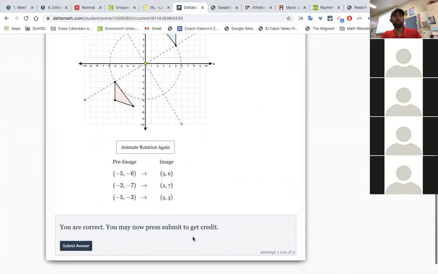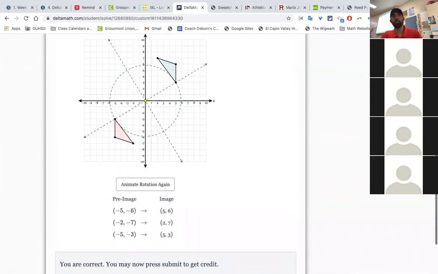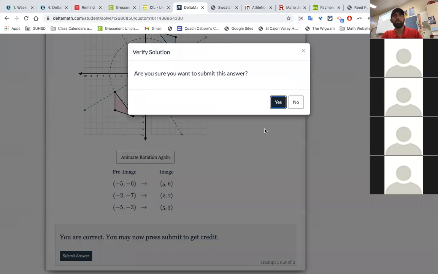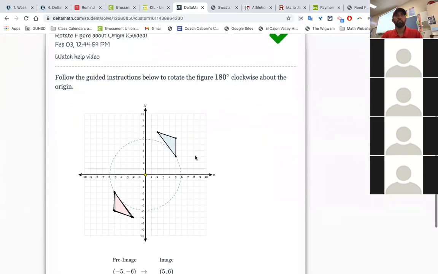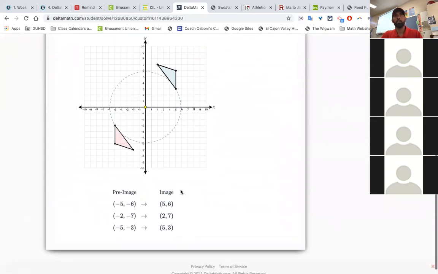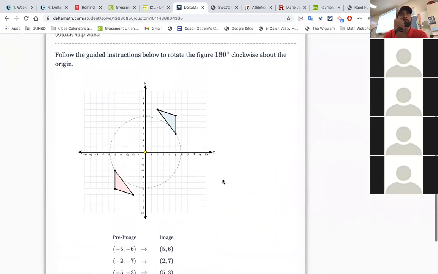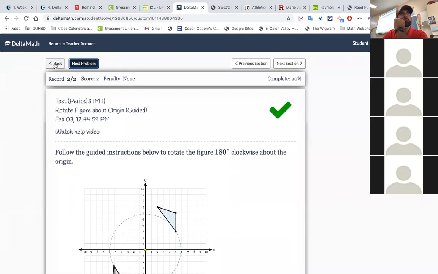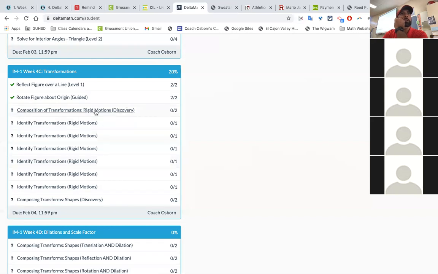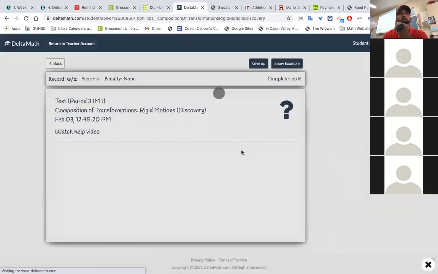Okay, says I'm good. I'll press correct, and then it would do the little animation to show me the rotation, all that good stuff. All right, any questions on that? Okay. All right, and I'm going to go over just one more since I'm kind of running low on time here.